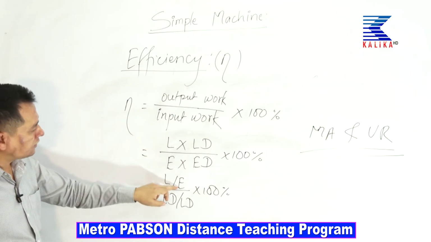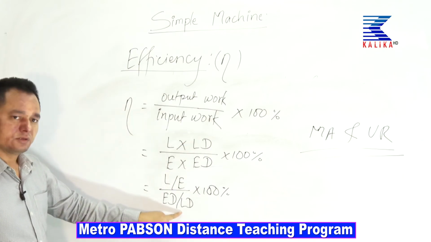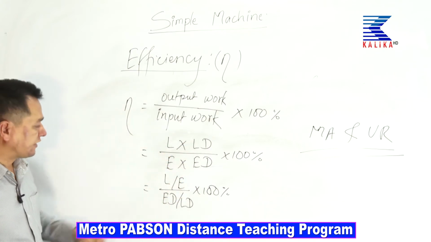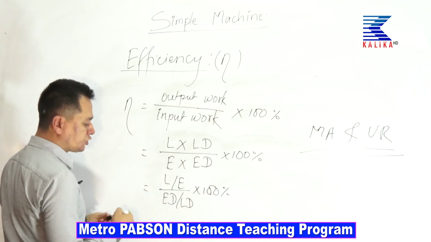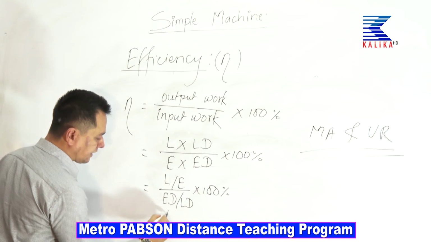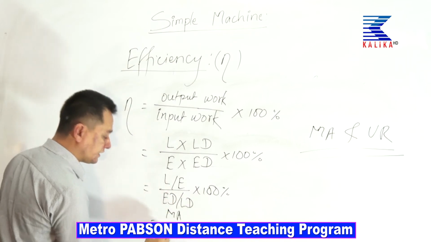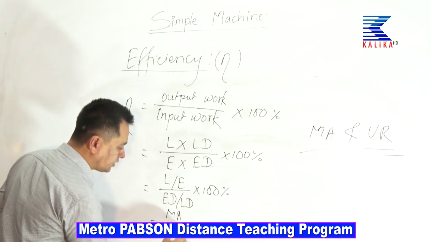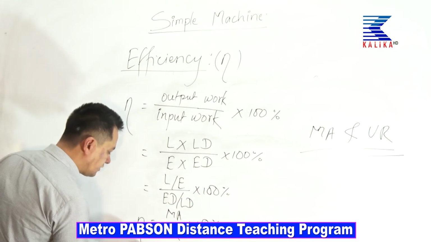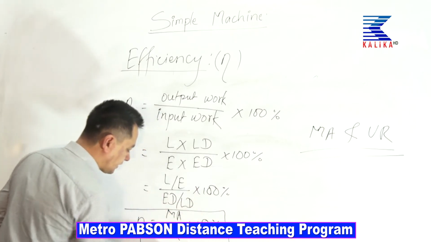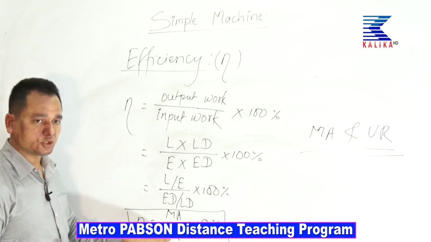Load upon effort, and effort distance upon load distance. So you understand this much simplification. So load and effort: load to effort means what? It is mechanical advantage, and effort distance to load distance is velocity ratio, times 100%. So efficiency, mechanical advantage, and velocity ratio are related this way.